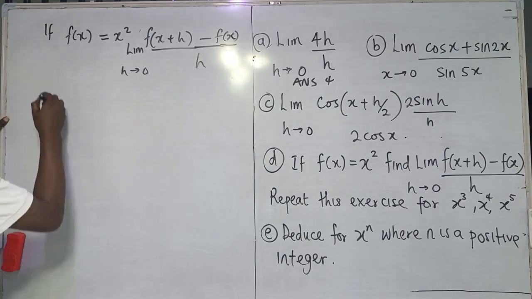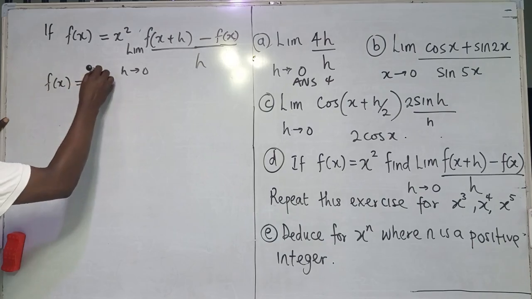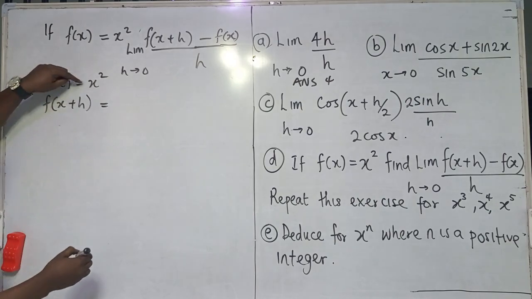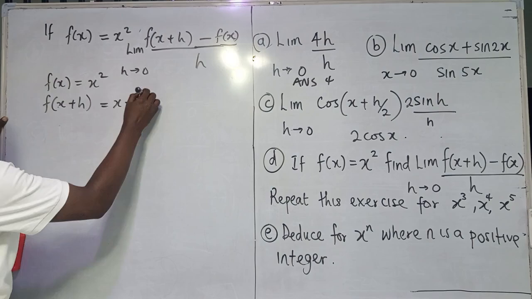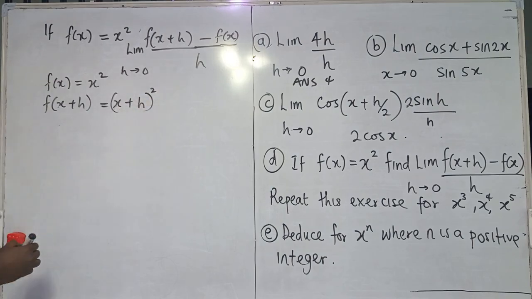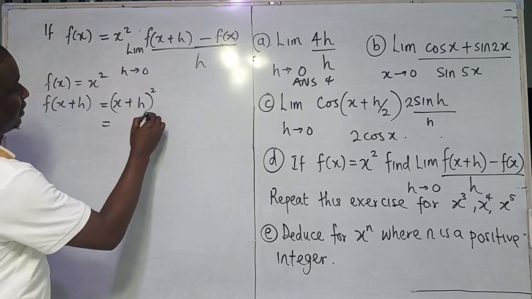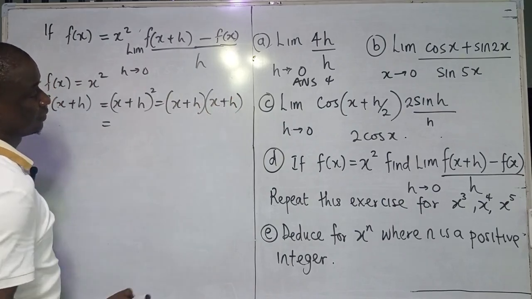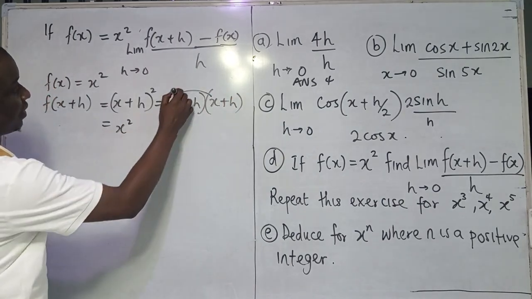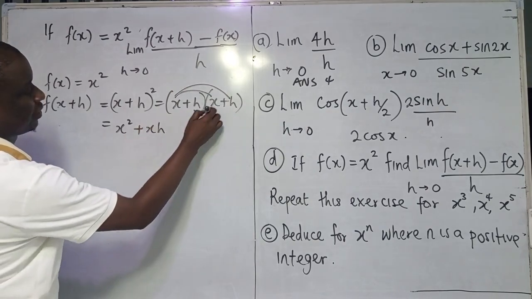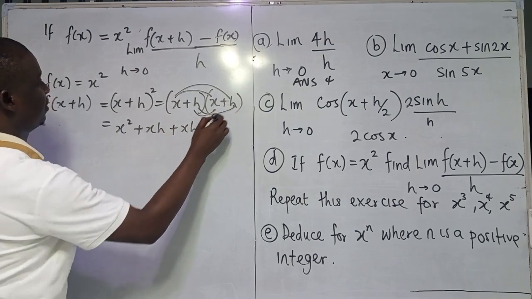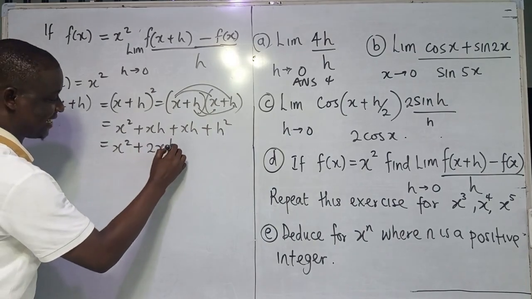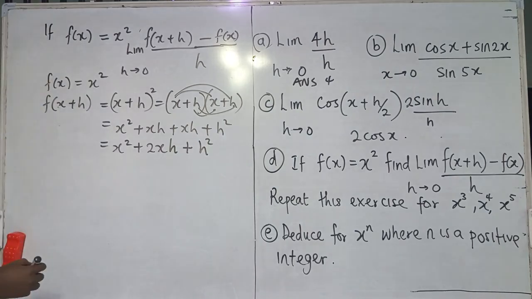Now what I want to do is to look for f of x plus h. f of x is already equal to x squared, so anywhere you see x, put x plus h. I would have x plus h all squared. If you open this bracket, it's the same thing as x plus h into x plus h. And if you open the bracket, you have x squared plus xh plus xh plus h squared. And that will give us x squared plus 2xh plus h squared.